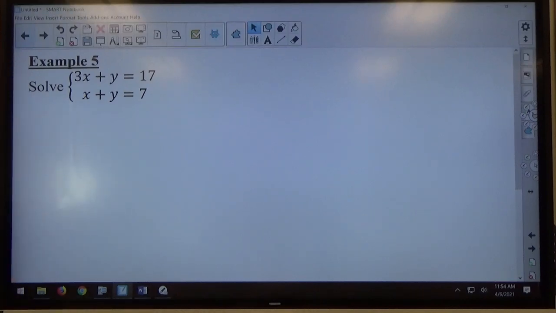Today we're going to use both substitution and elimination, depending on the structure of the problem, and get an idea of when to use which one. Alright, so substitution is a technique we've been using on these, and I'm going to go ahead and use substitution on this one as well.